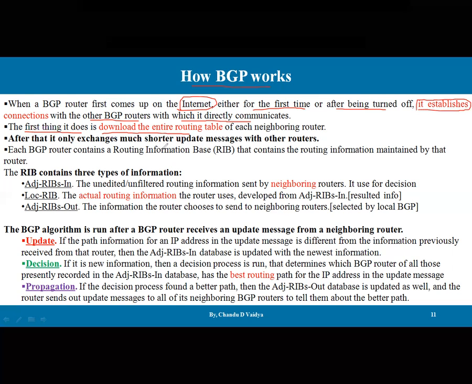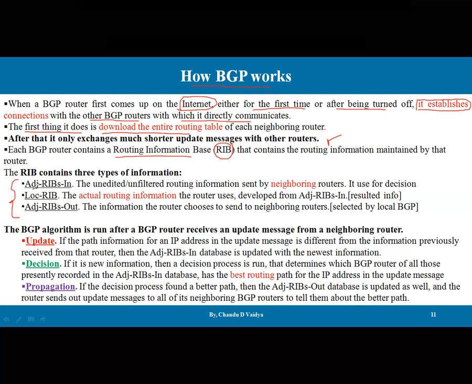After that, it only exchanges much shorter update messages with other routers. Okay, over time it sends much shorter update messages to the others. Then each BGP router contains the routing information base, that is the RIB. It is a kind of data structure that contains the routing information maintained by the router itself. In this RIB, there are three types of information available.